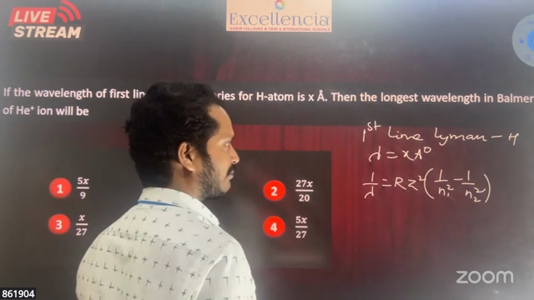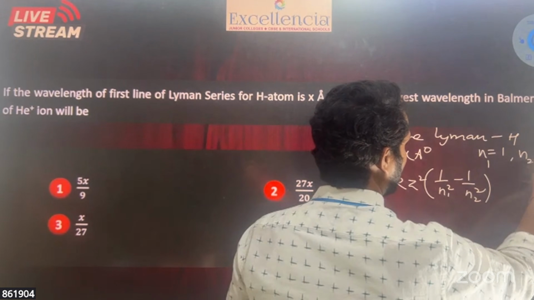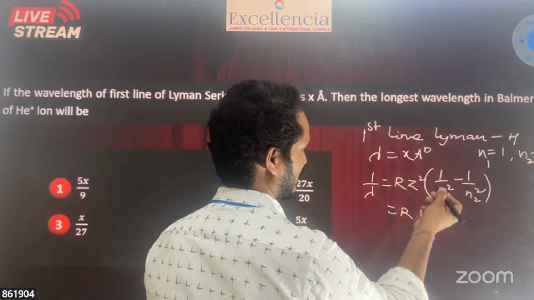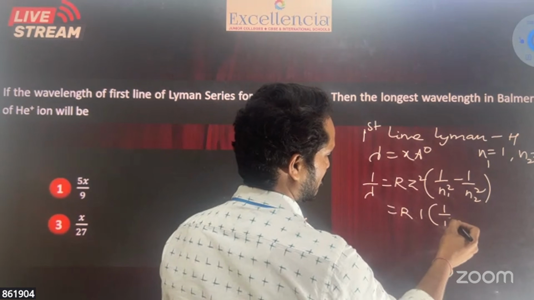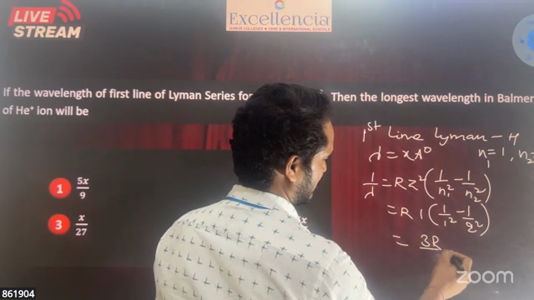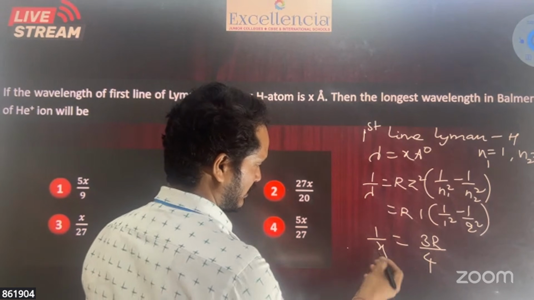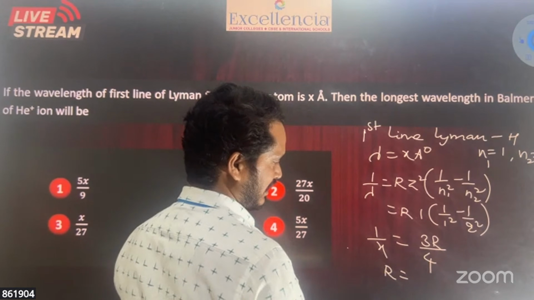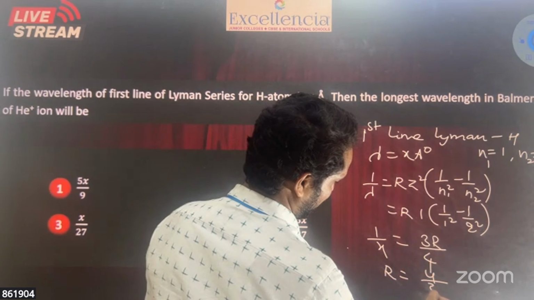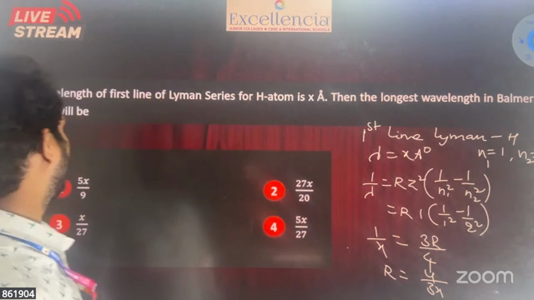For the first line of the Lyman series, n1 is 1 and n2 is 2. Substituting, Z is 1 for hydrogen. So 1 by 1 square minus 1 by 2 square comes as 3R by 4, which is equal to 1 by x. So I am taking the R value as 4 by 3x. Now this is substituted for the Balmer series of helium.